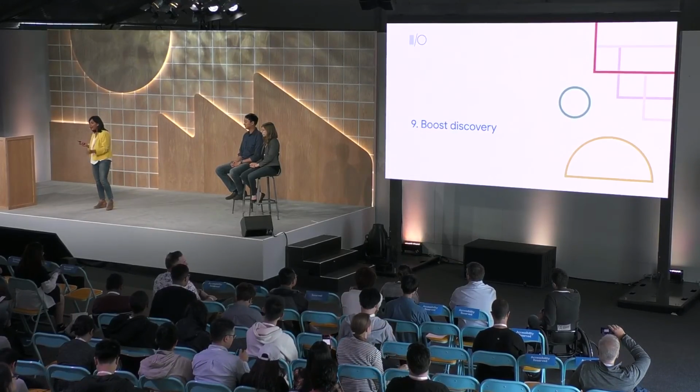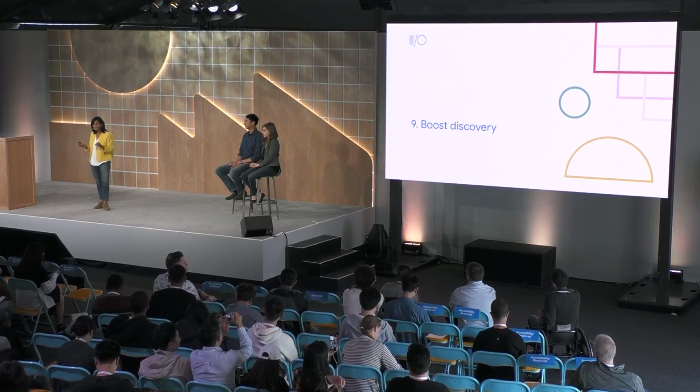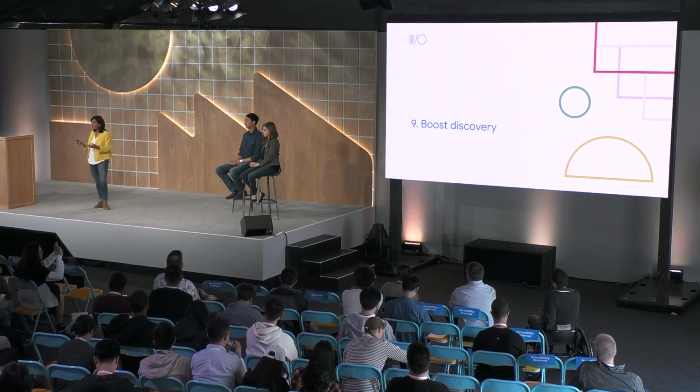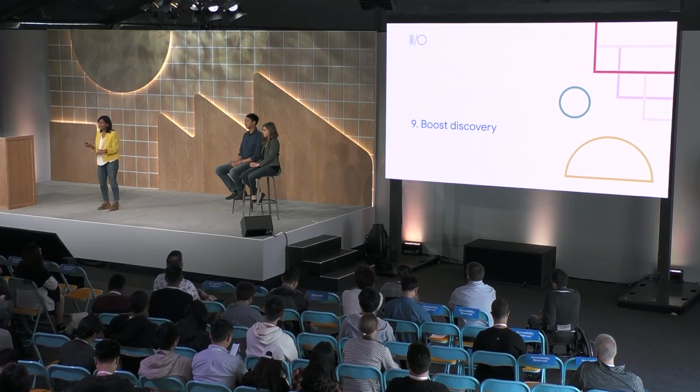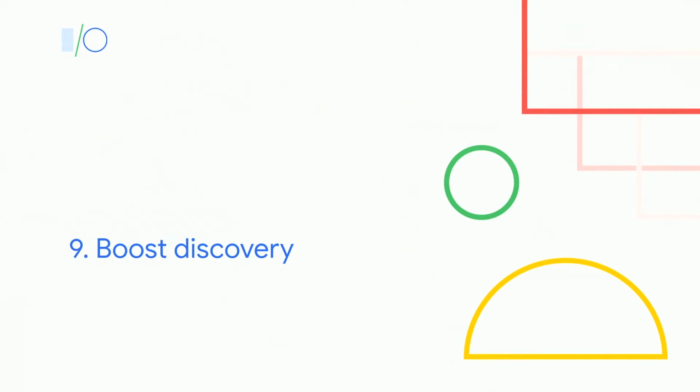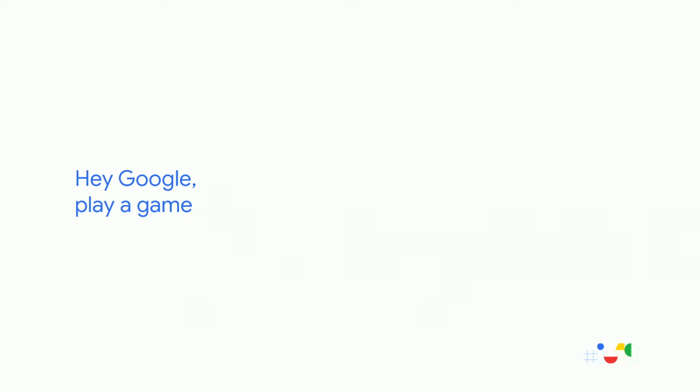But once you go live, how do your users know that your action exists? Let's say you created a game, a very cool game, but your users don't know. Let me show you two simple steps in which some of our developers have been able to boost the discovery of their actions and increase their daily active users by up to 5-fold. Do you know how most of the Assistant users behave when they want to play a game? They simply say, play a game.